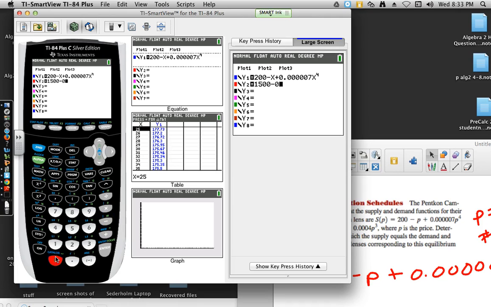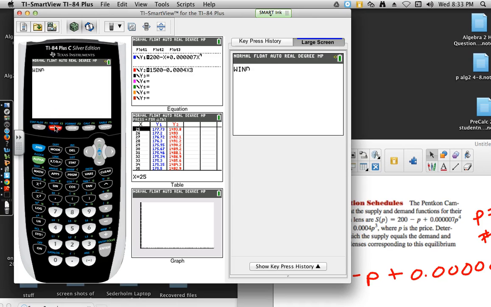And then we have 0.0004, x to the, and this one was to the 3rd power. Didn't take the power. To the, there we go, 3rd power. All right, so 200 minus x plus 0.000007 x to the 4th, and then we have 1500 minus 0.0004 x cubed.